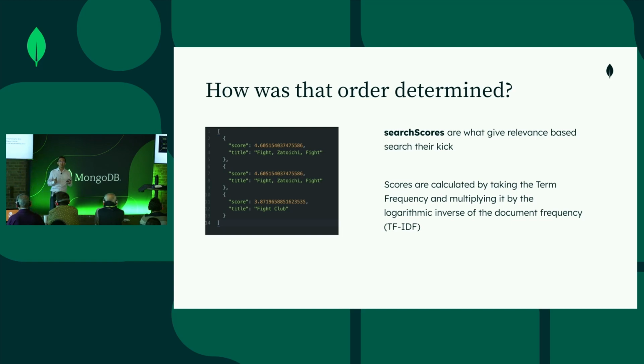A very simplistic way of putting that is it's a handy algorithm to tell you how important a specific word or search term is in the corpus of your record set. So like fight, where you have 2 fights and you're searching for fight, it shows up. Then Fight Club has a specific score. So that's how it gets computed.